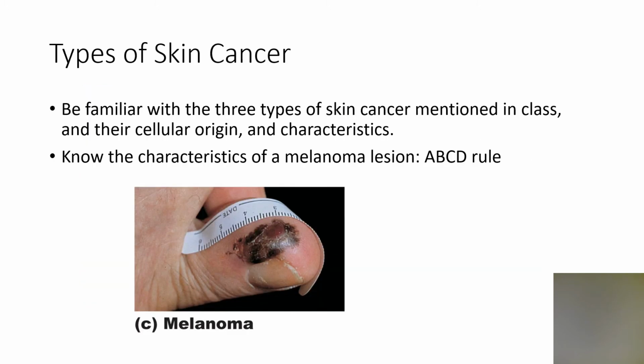Become familiar with the three types of skin cancer mentioned in class: the most common, second most common, and the most dangerous. Know the characteristics of a melanoma lesion, called the ABCD rule. A stands for asymmetric, B for uneven borders, C, two different colors or more, D, diameter, large, greater than 6 millimeters.